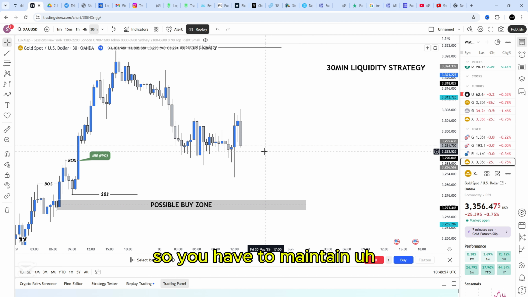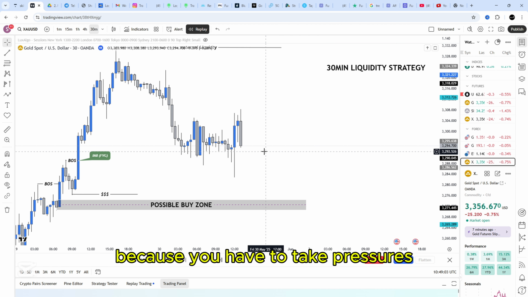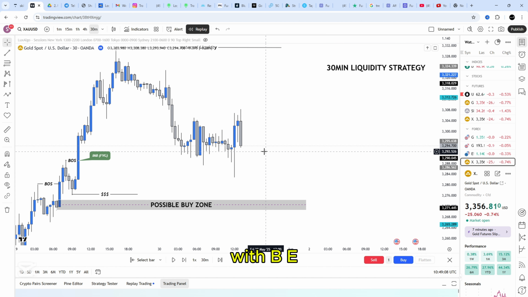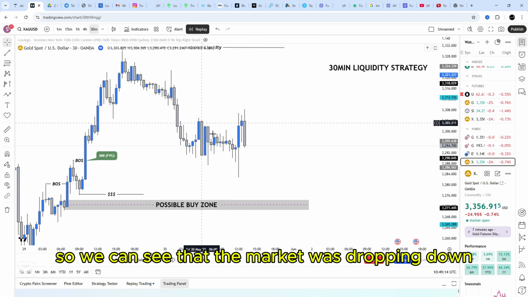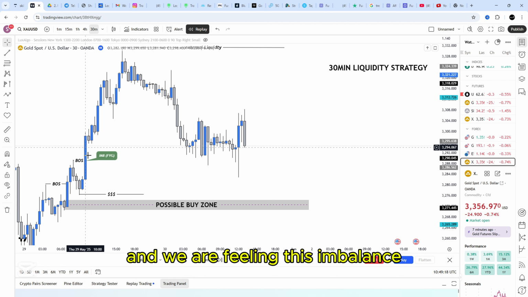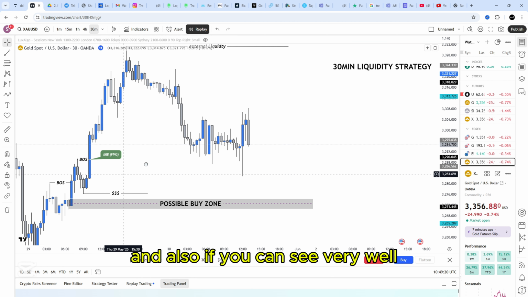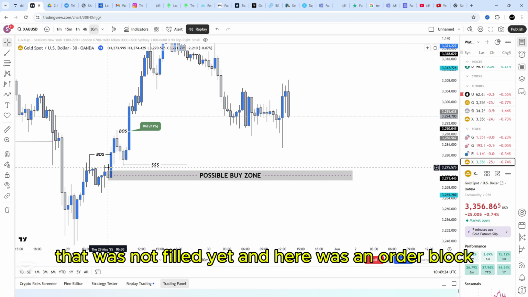So you have to maintain and follow the rules, because you have to take partials, and also you have to hold with BE, with break even, so that you can't lose your money. So we can see that the market was dropping down, creating newly formed liquidity, and we are feeling this imbalance. And also, if you can see very well, here was more of imbalance again that was not filled yet, and here was an order block.